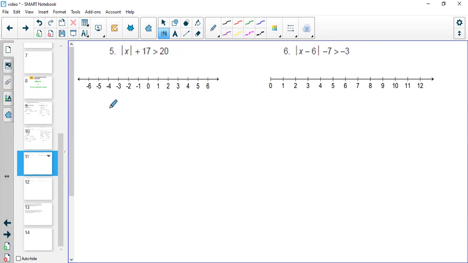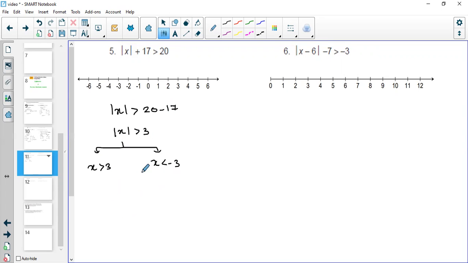Now here, again, we need to get rid of the 17. So that means the absolute value of x is greater than 20 minus 17, so the absolute value of x is going to be greater than 3. So now you know what to do. The two possibilities are going to be, one is x is greater than 3, and the other one is x is less than negative 3. Let's try to put this in an inequality. Do you think we could put this in an inequality?